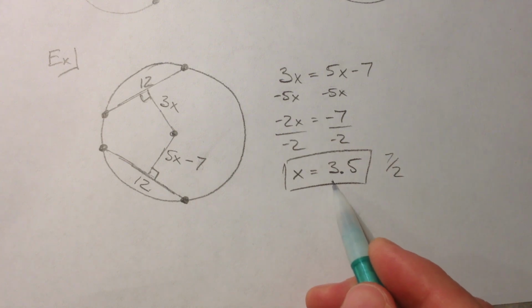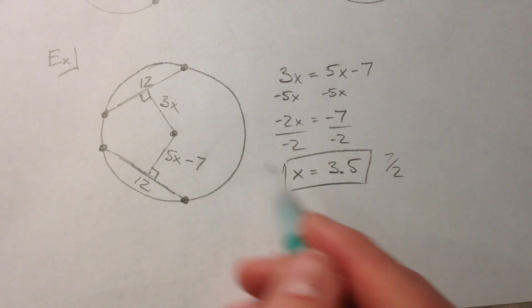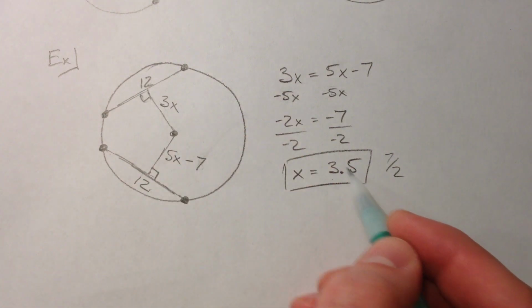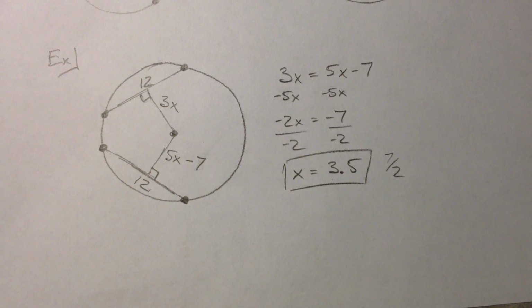And so we can find x. If it asked us to find the length of that, we could plug it back in and find the length of that. But there you have it. That's what you get with chords inside of circles, and what congruent chords and congruent arcs and all that will get you. Just finding more missing pieces inside the circle.